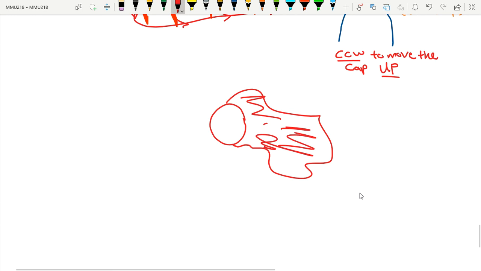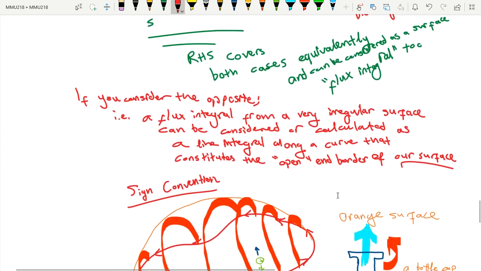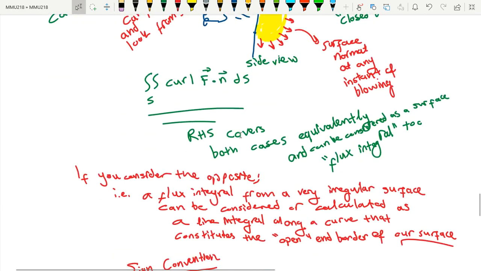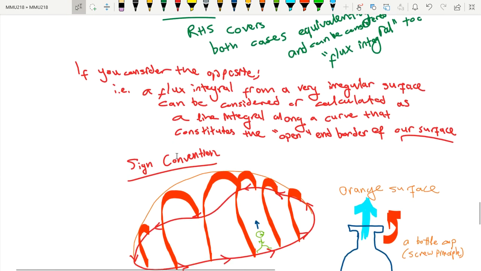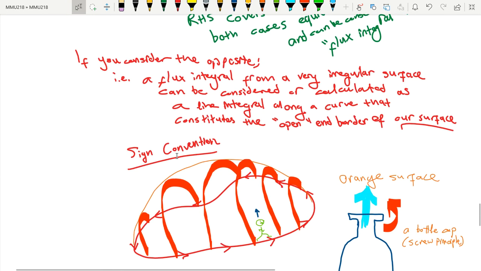Okay, so if I'm interested in flux from the surface, it's actually equivalent to taking the line integral around its opening. So this is very advantageous in many complex situations, right? And that's what's explained here. I have, let's say, a very irregular surface, and it can be calculated as a line integral along the curve that constitutes the open end border of our surface.